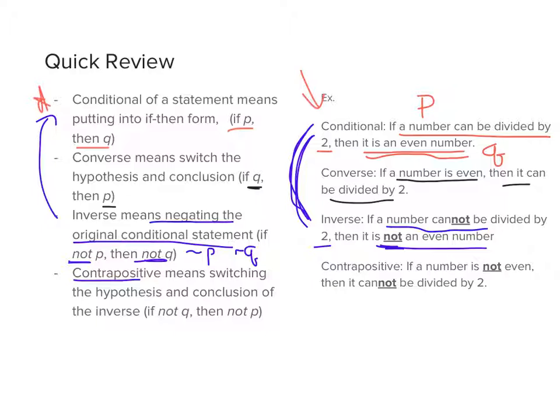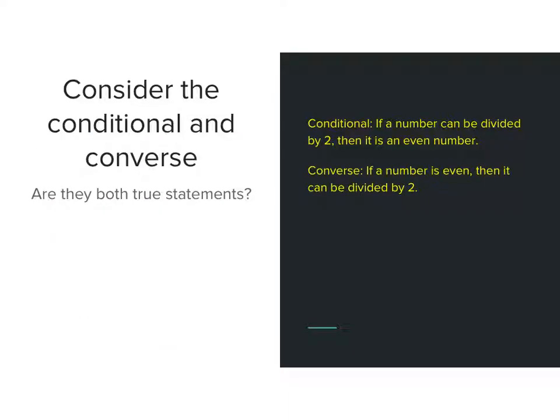Contrapositive means do both of these in one statement. Do the converse and the inverse in both statements. So if a number is not even, then it cannot be divided by 2. So contrapositive means use not and then switch them as well. So those are the four statements. For any given general statement, you should be able to make four statements out of it. If something, then something else. Switch it. Not. If not, then not. So those are your four.